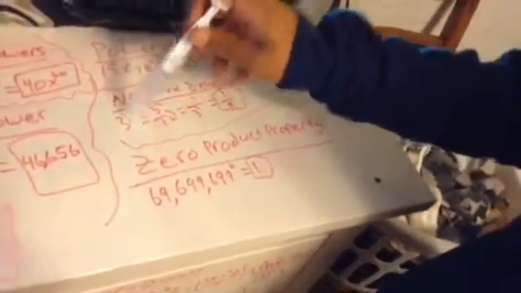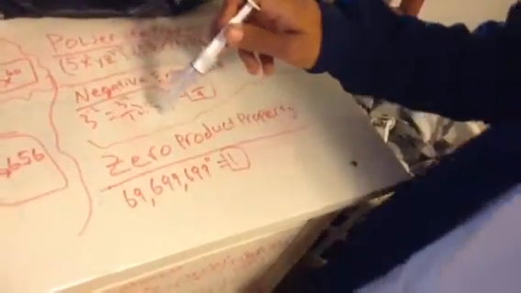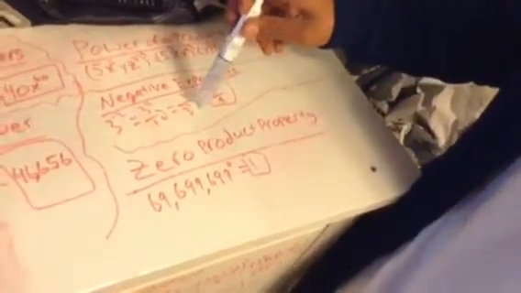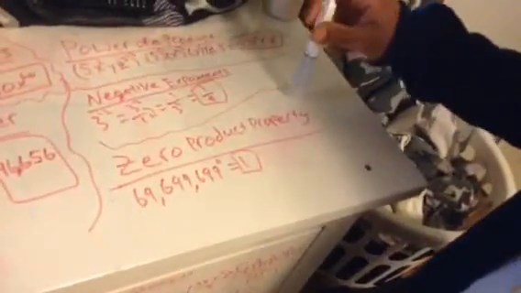Now negative exponents. This is simple. If you have a negative exponent, you put it over 1, then you flip it, so the 3 to the negative 2 will be on the bottom. The exponent becomes positive. Now your answer is 1 over 9. Same thing.